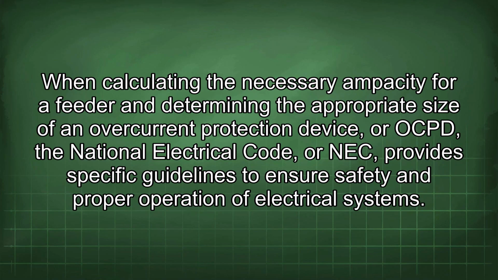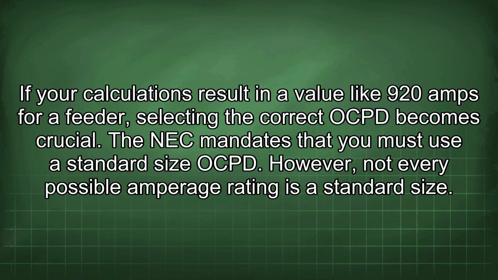When calculating the necessary ampacity for a feeder and determining the appropriate size of an overcurrent protection device, or OCPD, the National Electrical Code, or NEC, provides specific guidelines to ensure safety and proper operation of electrical systems. If your calculations result in a value like 920 amps for a feeder, selecting the correct OCPD becomes crucial. The NEC mandates that you must use a standard size OCPD.